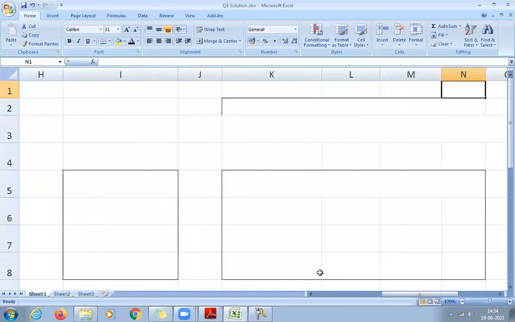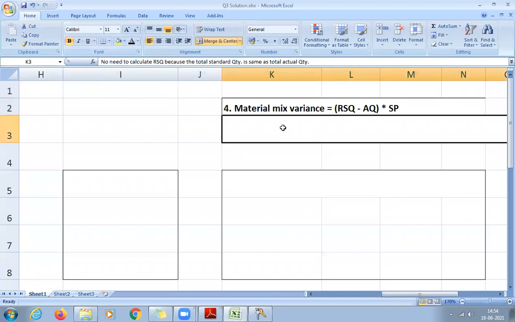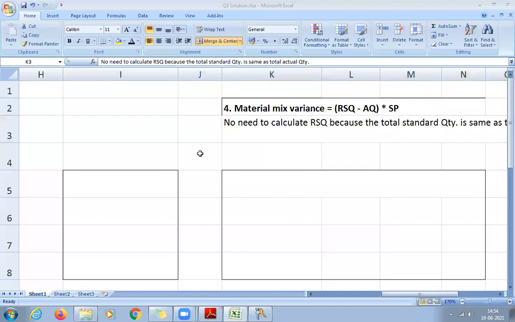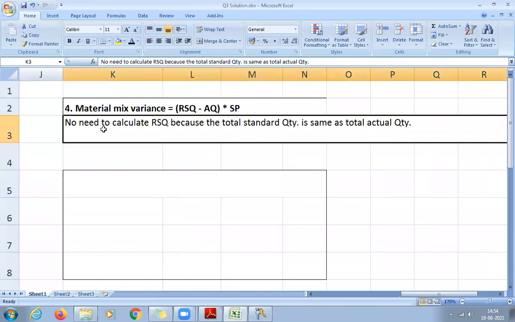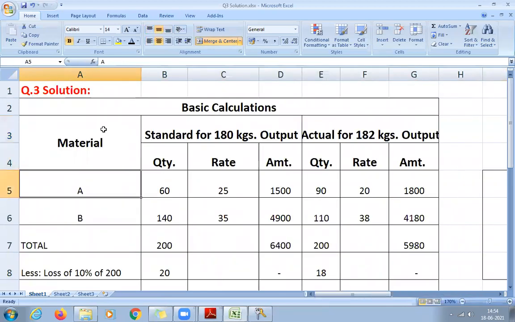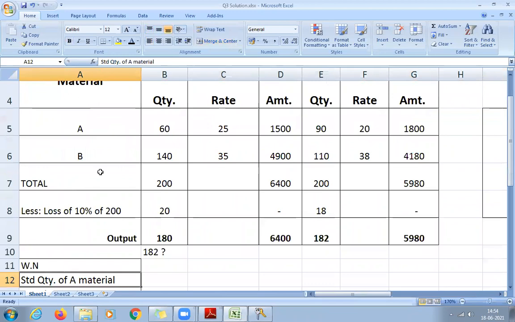Next, you have to calculate material mix variance. So here, do we need to calculate RSQ, the revised standard quantity? There is no need to calculate here. I'll tell you, because the total standard quantity is same as total actual quantity. Before calculating the loss, don't consider the loss. Before the loss, you check whether the standard and actual quantity is same or not.